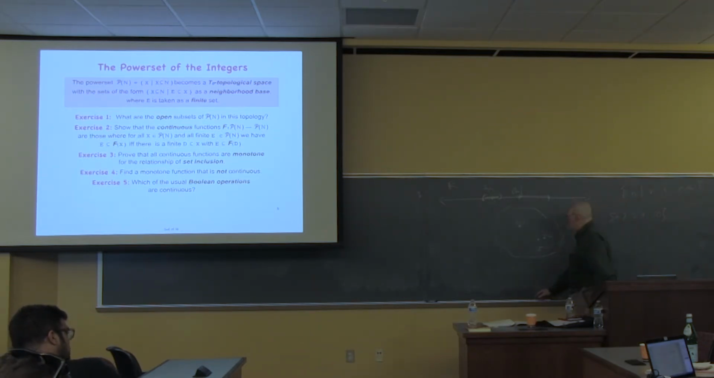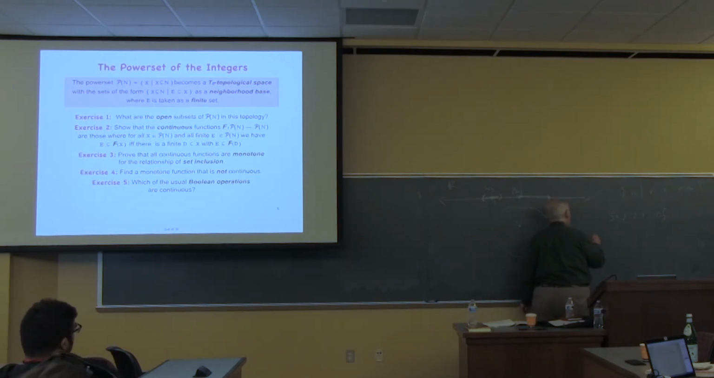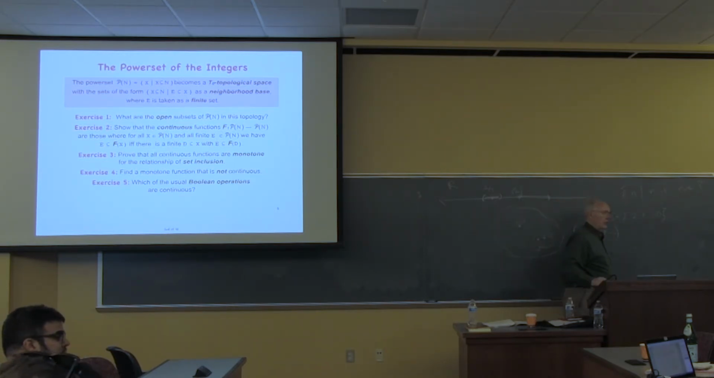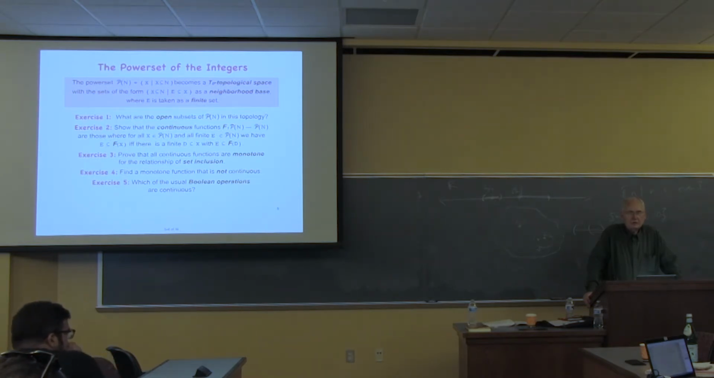We think about intersections all the time in topology, especially with open intervals. The intersection of two open intervals is another open interval, unless they happen to be disjoint, of course. And so, what is the intersection of two neighborhoods in the power set of n, where the neighborhood base is determined by the finite subsets? Of the union. Yeah, you union those two finite sets.